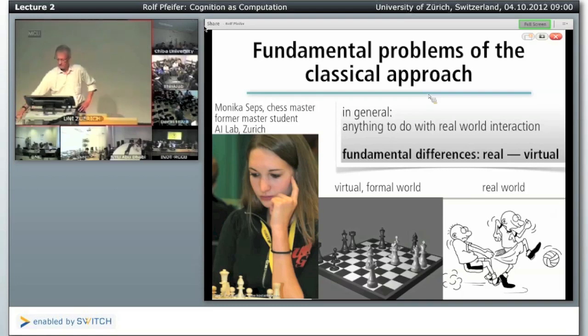So I think in general, the problems are where we have to deal with real world interaction. Building software, we have very good methods, we know how to do that. What's always a big problem is the interaction with the real world. And here it's important to understand that there are fundamental differences between the real world and the virtual world. I took here as a virtual formal world the world of chess, and the real world. This is Monica that you see on the left. She was a former master student in our laboratory and also a chess master.